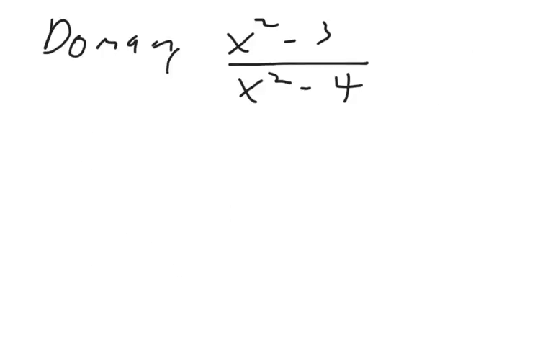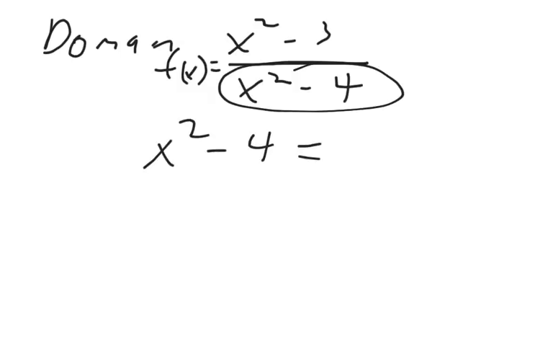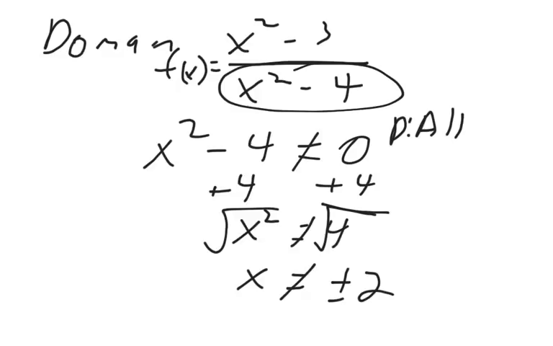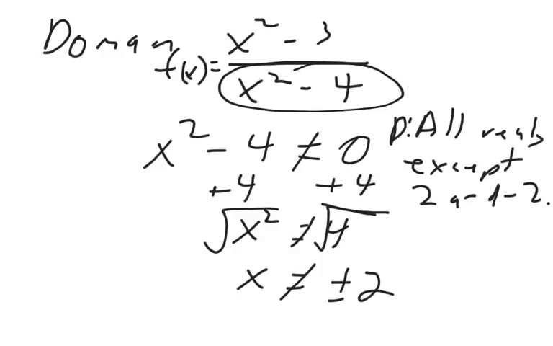Alright, two domain problems where we have f of x equals x squared minus 3 over x squared minus 4. We only worry about the bottom here because we know that the bottom cannot be equal to 0. So most of us would add 4 on both sides, take the square root, and we get x is not equal to, and remember when we square root both sides we get plus or minus 2. So my domain is all reals except 2 and negative 2.